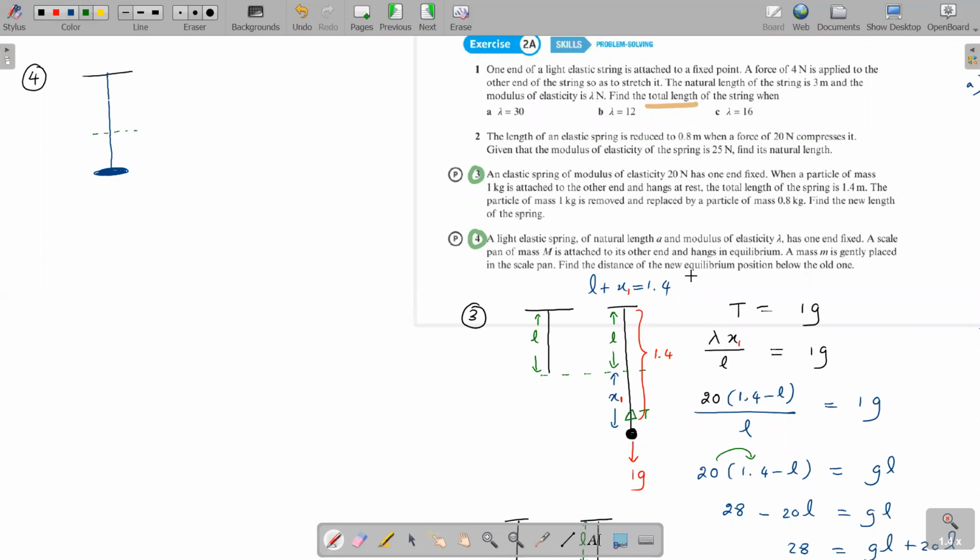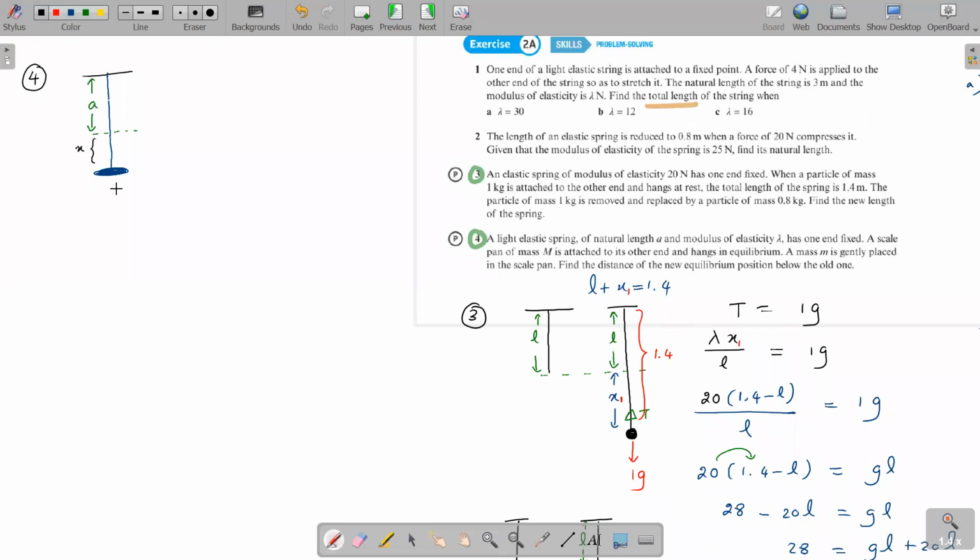So the natural length of the elastic spring is A. Okay, natural length of the elastic spring. So this is the natural length. And let's say this is the extension because of the weight. Because of the weight of the scale pan, this is the extension.